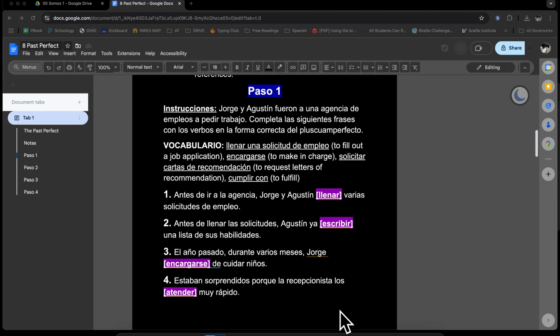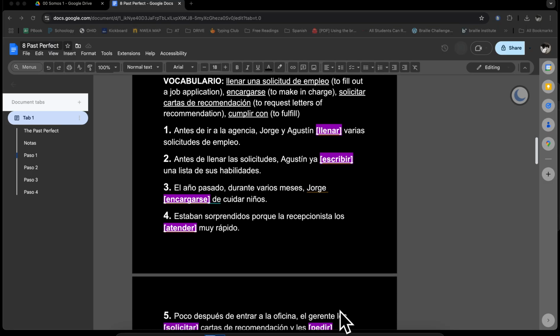Second, we have antes de llenar las solicitudes, before filling out the applications, Agustín ya escribir una lista de sus habilidades. It's trying to say that Agustín had already written a list of his skills. So we would use our past perfect, and remember, escribir has an irregular past participle, which is escrito. Agustín ya había escrito una lista de sus habilidades.